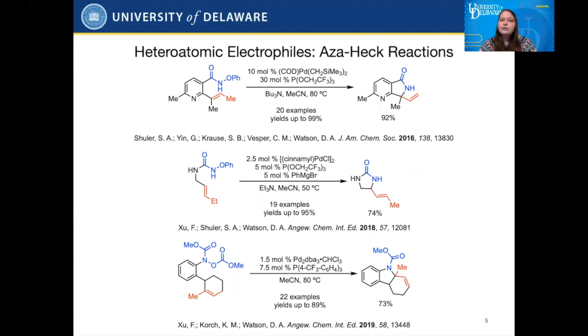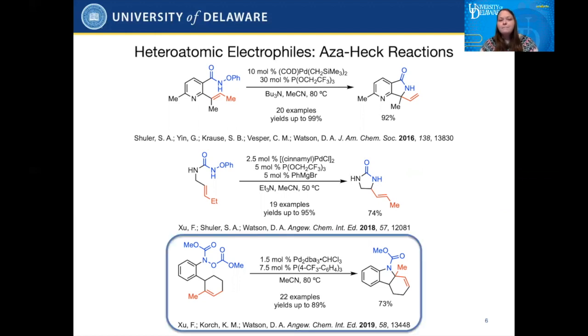So our initial work in 2016 was on lactams. This was followed up in 2018 with work on imidazolidinones. And most recently, we've reported the use of this Aza-Heck technology to make indolines by using an aniline-based electrophile. So this is the work that I'm going to be telling you about today.